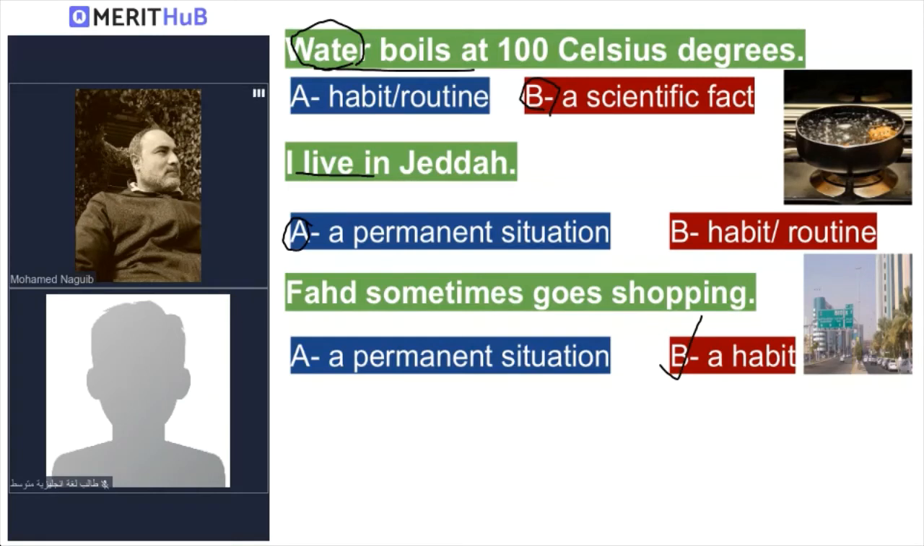We need to focus on the word sometimes here, adverbs of frequency, as you know. Adverbs of frequency: sometimes, often, always, usually, frequently, and so on. So these are adverbs of frequency. If you see one of them in this session, we sometimes use them to express the present simple tense.